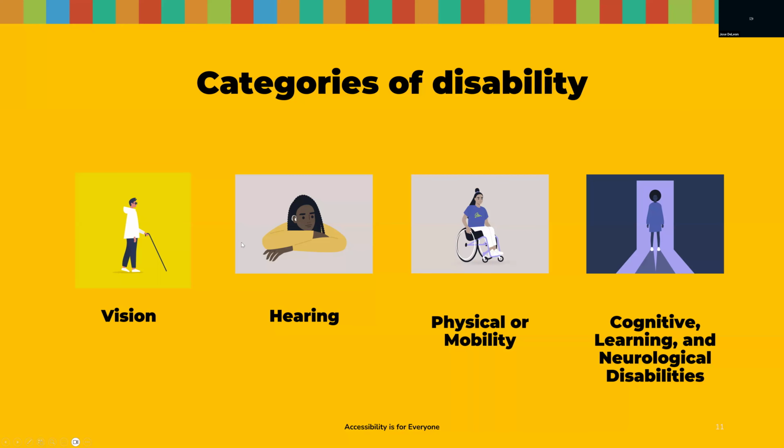Now, disability falls into lots of different categories. A lot of times when we think about disability with online products, we're thinking about visual impairments. Usually we think about people who have no vision, so blind users, but there's all different kinds of vision impairments. It doesn't just have to be someone who's blind.